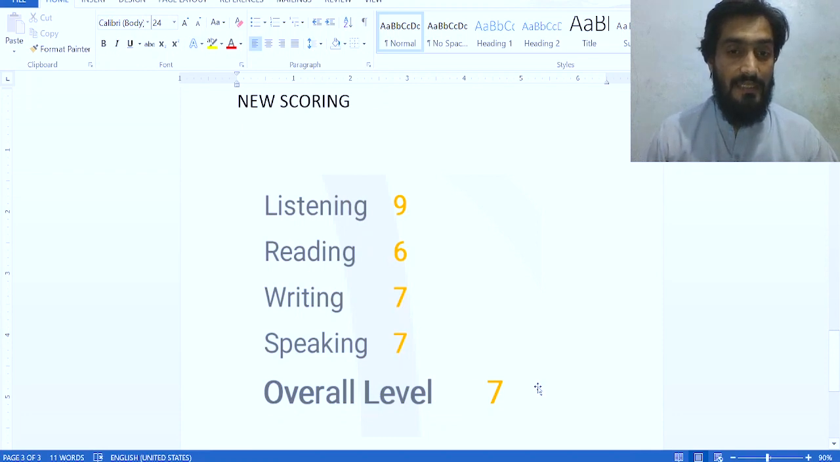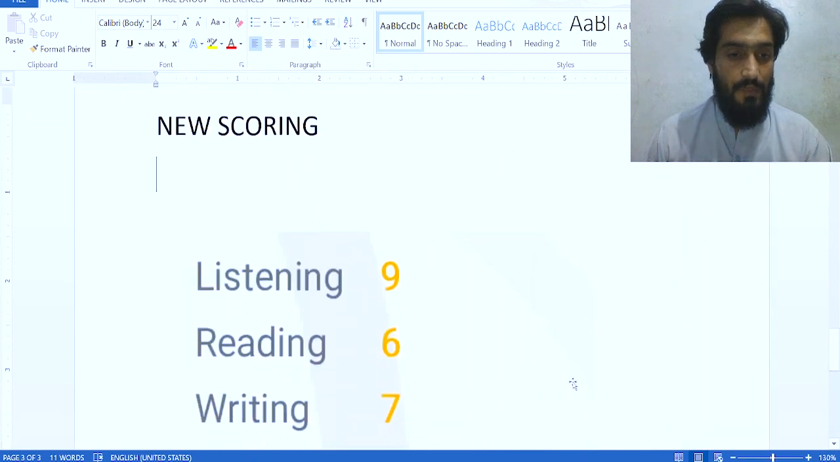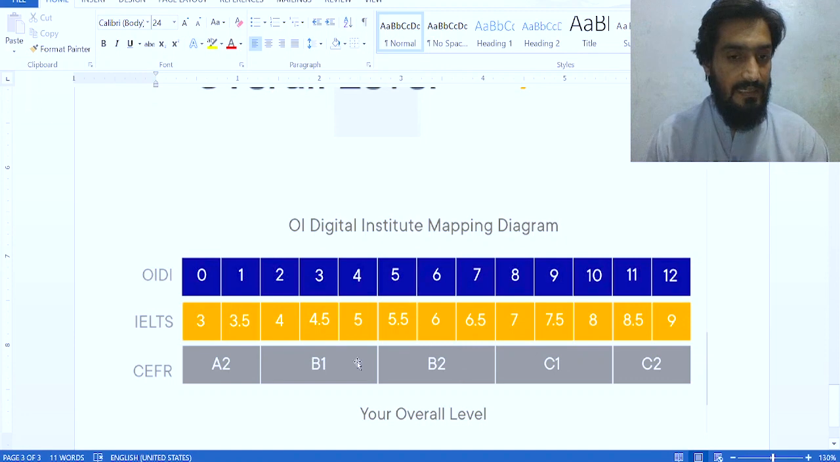Now what does 9 stand for, or what does 6 stand for, or 7 stand for? They have removed the plus signs. We used to have B1 plus, B1, B2, B2 plus, C1, C1 plus, but now we don't have the plus ones. We have A2, which covers the two bands 3 and 3.5; B1 that covers the 3 bands 4, 4.5 and 5; B2 also covers 3; C1 covers 3; and C2 covers 2, 8.5 and 9.